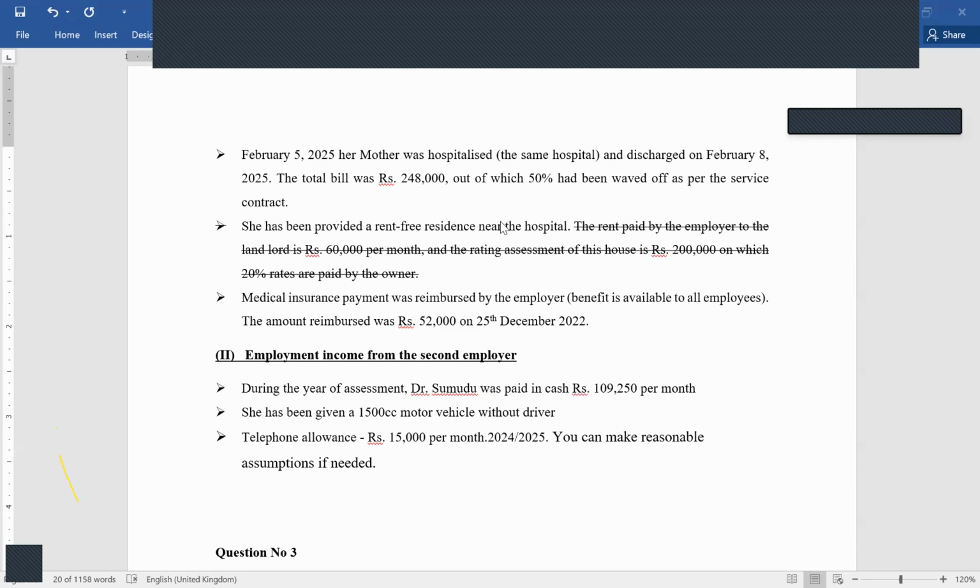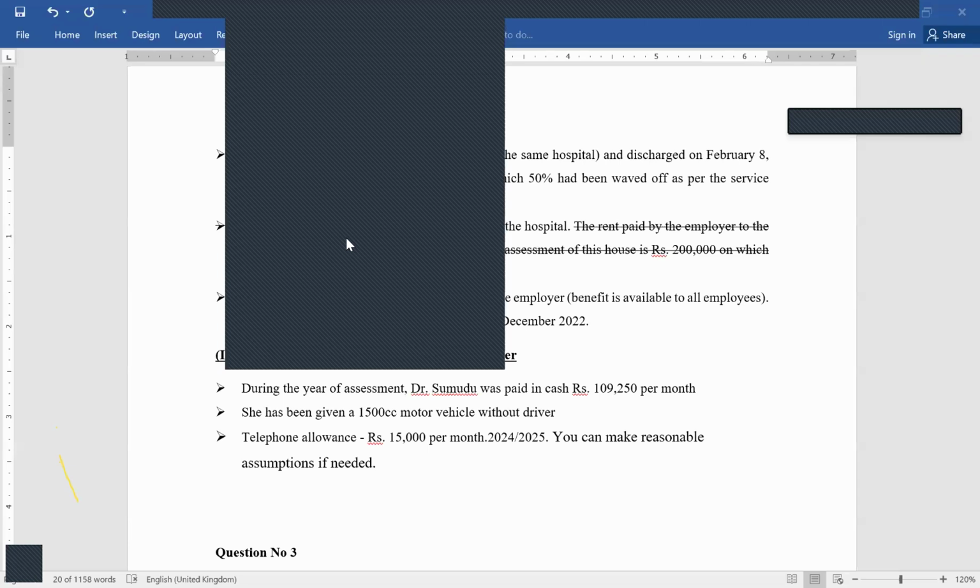What is the basic salary per month? 24.5. Yes, multiply by 12, 296.